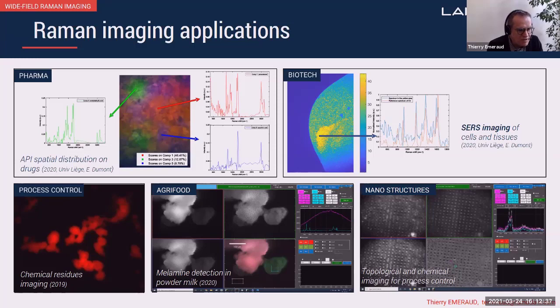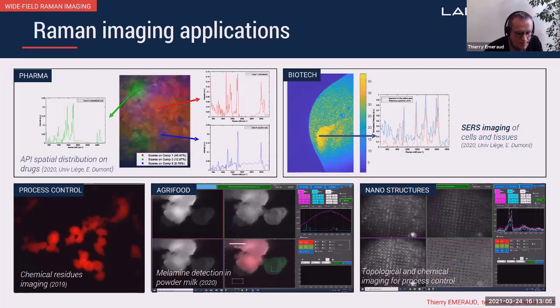We have used this technique in the mechatronics. You see, there are very different types of application. In the mechatronics, we have been able to trace on some metal components some chemical residues, meaning that we can tell where they are in the field of view of interest, and we can tell also the type of chemical residue which is present here by their Raman signature.